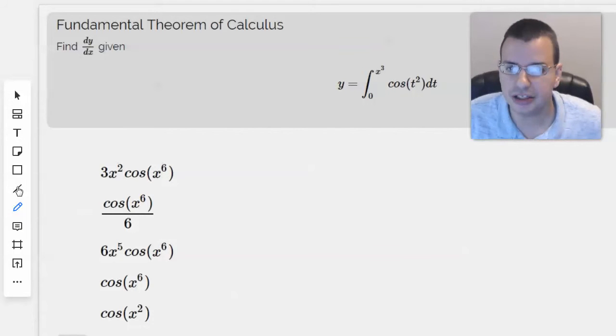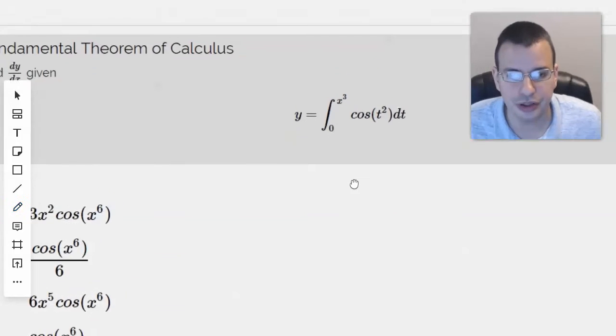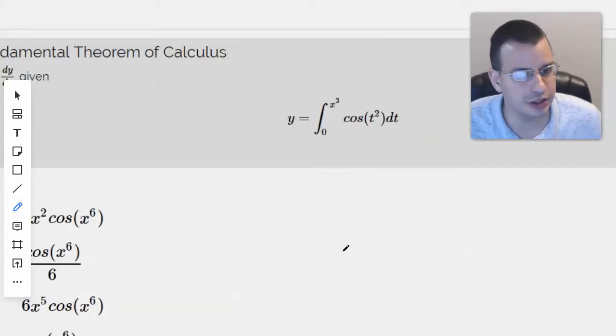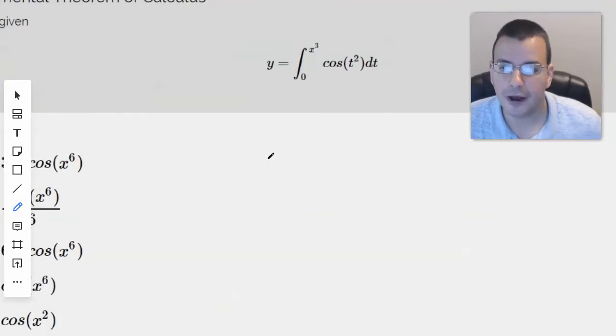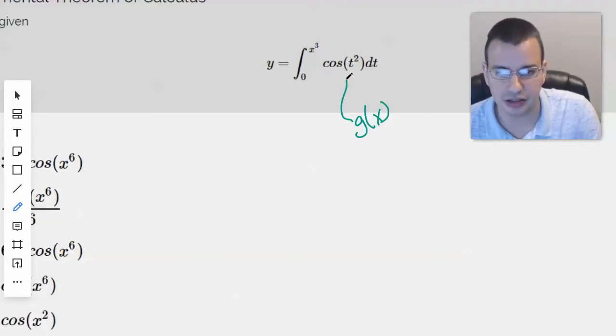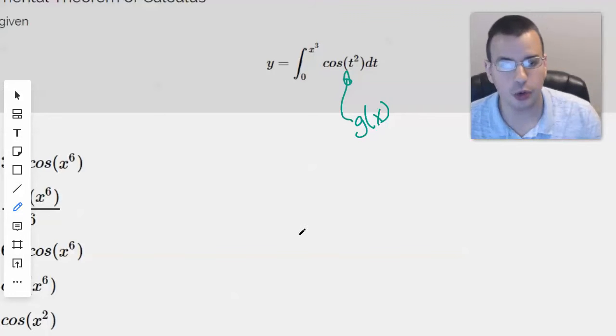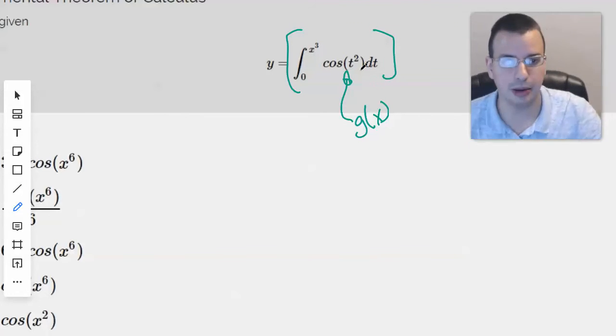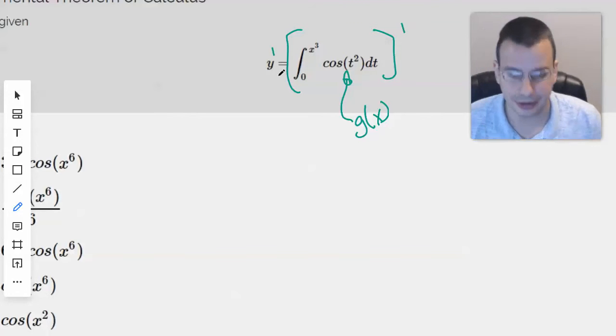Find dy/dx, given that y equals the integral from 0 to x cubed of cosine of t squared dt. Okay, so this is a fundamental theorem of calculus question. The way I usually handle these is I'll say g of x. That is g of x right there. We want to find the derivative of this whole thing right there.